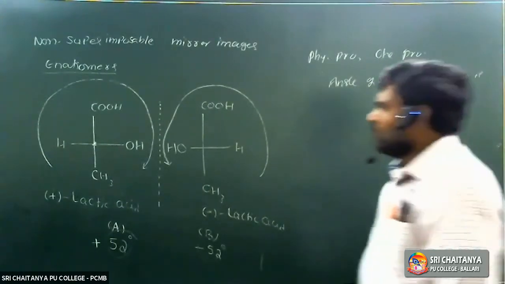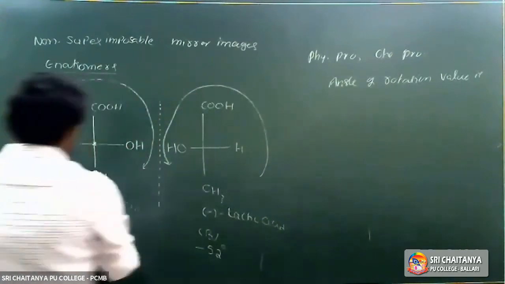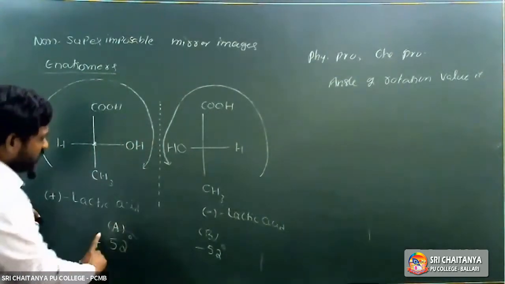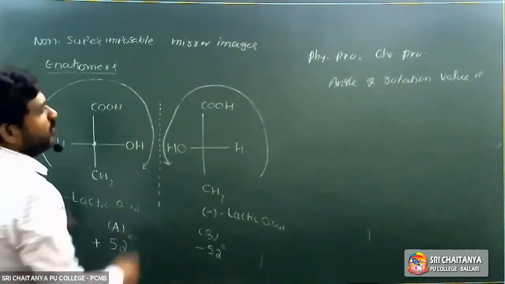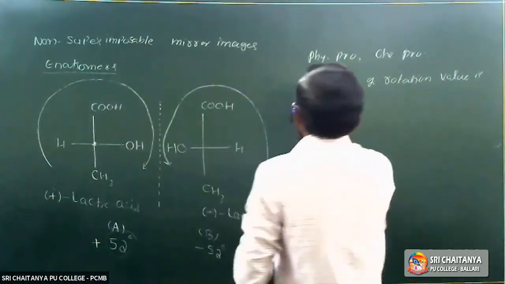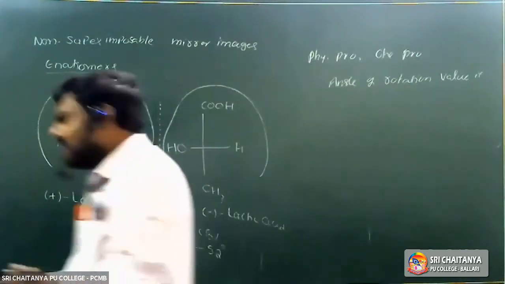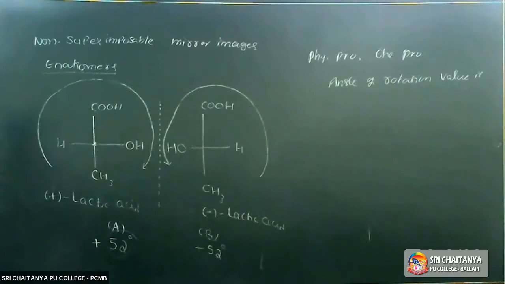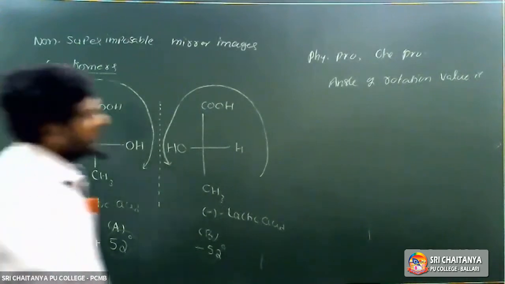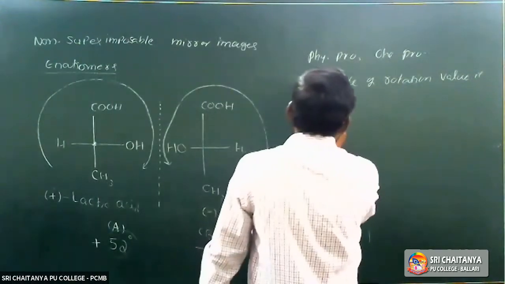The next one. An equimolar mixture, meaning a 1:1 ratio of a dextro-rotatory compound and a levorotatory compound, is called a racemic mixture. This concept is also completed. What is racemization and what is a racemic mixture? The racemic mixture.